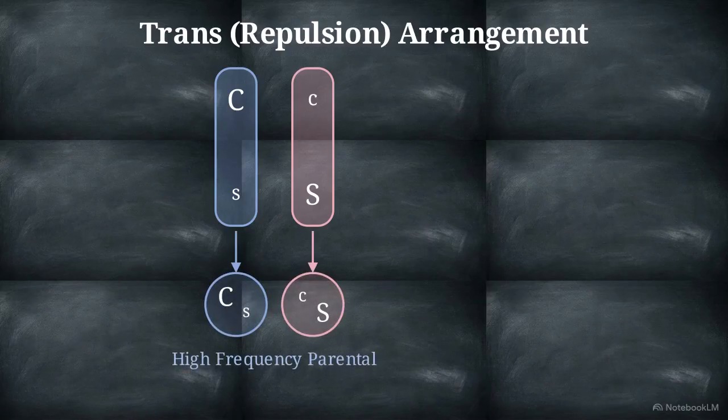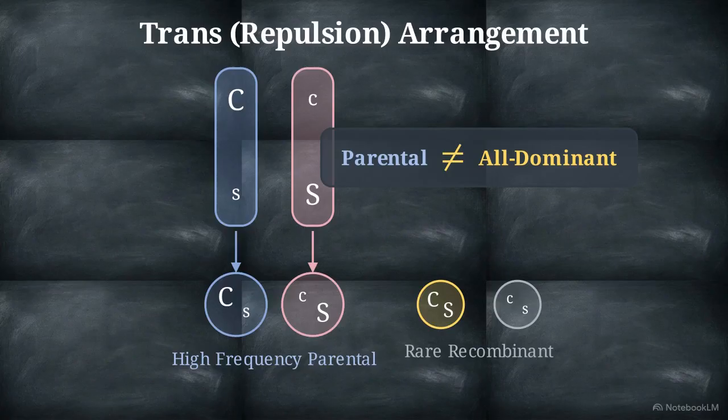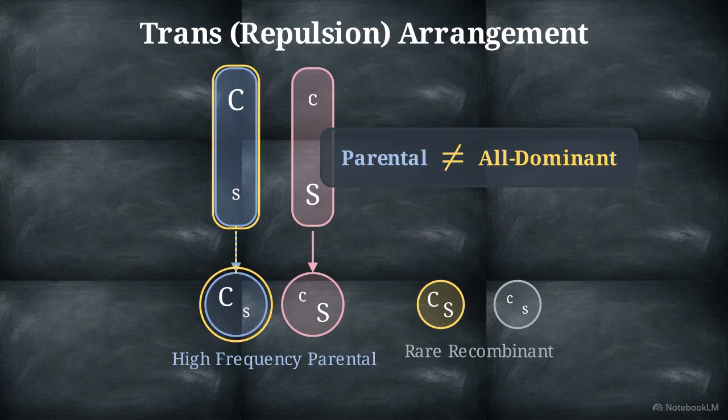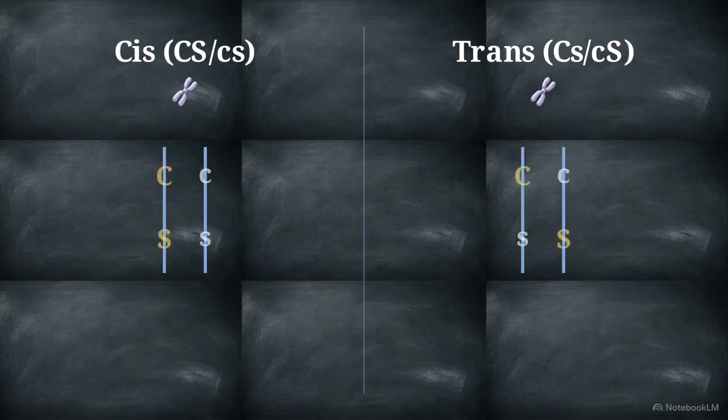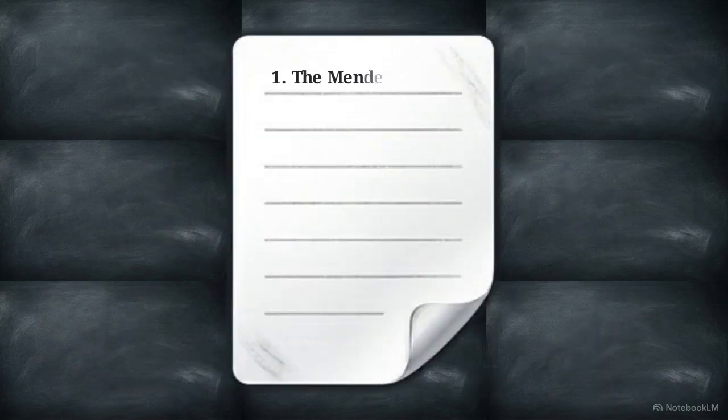In the trans arrangement, the high-frequency parental gametes are big C little s and little c big S. The all-dominant big C big S combination is actually the rare recombinant here. The term parental does not automatically equate to dominant. It refers strictly to how the alleles were originally physically arranged on the parent's starting chromosomes. This side-by-side comparison shows you that identical dihybrid genotypes can yield completely different primary gametes, based entirely on their physical arrangement.